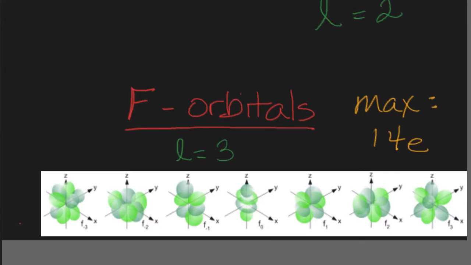Here we have 7 orbitals: 1, 2, 3, 4, 5, 6, 7. Each of them can house 2 electrons, so that's why we have the 14 right there. Make sure you check out the example videos that have to do with these orbitals. This is a point of confusion for a lot of people, so go ahead and try to get it straight.